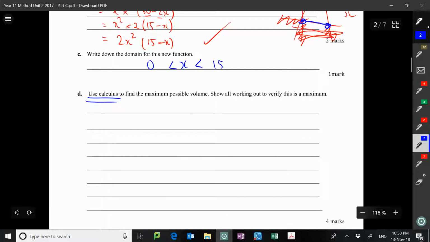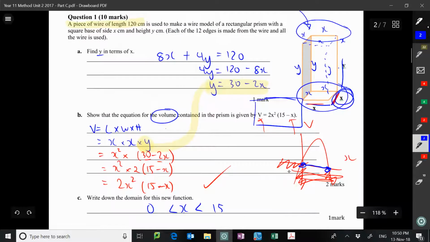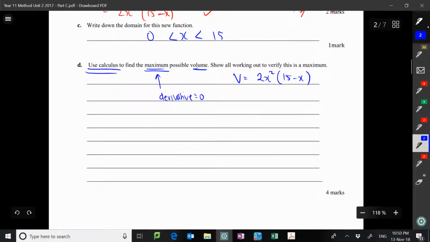So maximum occurs when the derivative equals 0. Okay, derivative equals 0. Now, what's the equation? We want the equation of the volume, but hey, they gave it to you. It's up here. They told you the volume is equal to 2x squared multiplied to 15 minus x. Okay, your goal is to find the derivative of this.